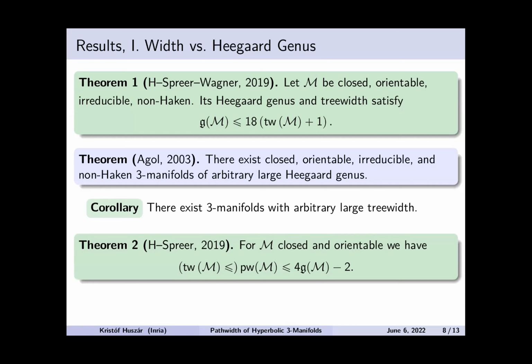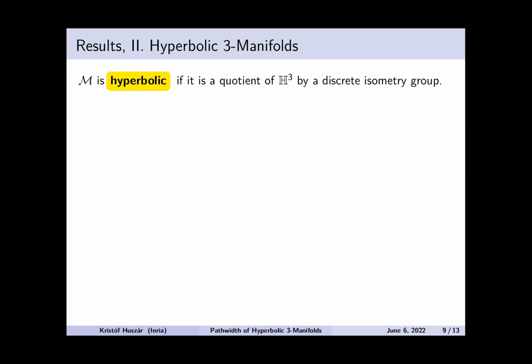In subsequent work with Spreer, we were able to show a converse result, namely that the Heegaard genus always gives an upper bound on the pathwidth, which by definition gives an upper bound on the treewidth. And as a corollary, it follows that for non-Haken manifolds, the pathwidth, the treewidth, and the Heegaard genus are always within a constant factor.